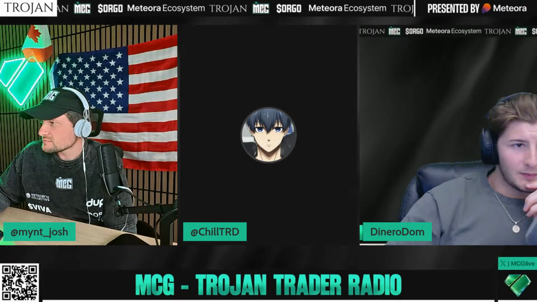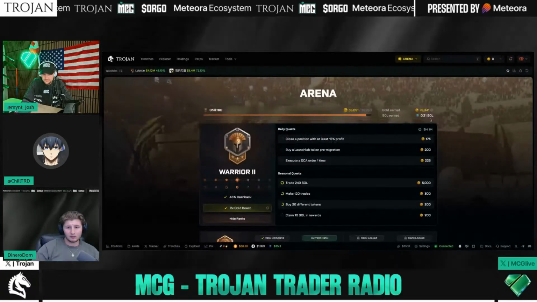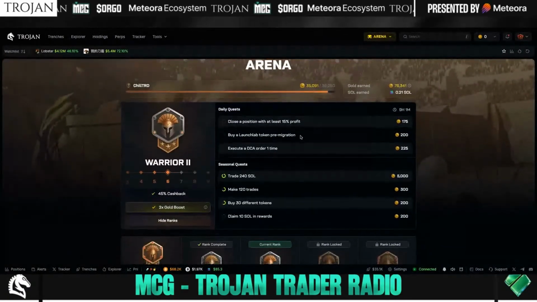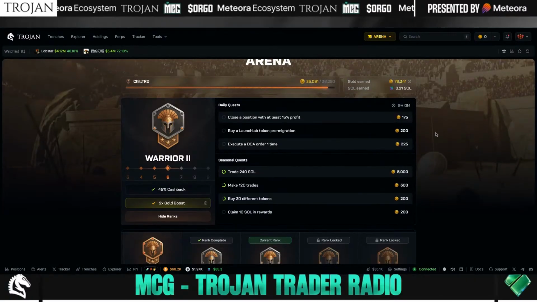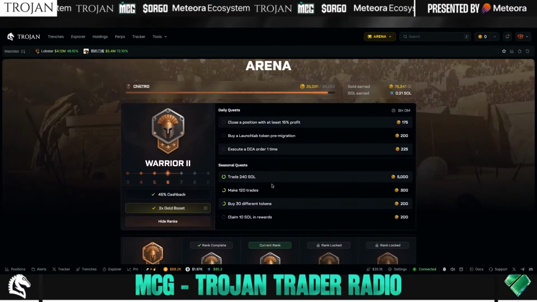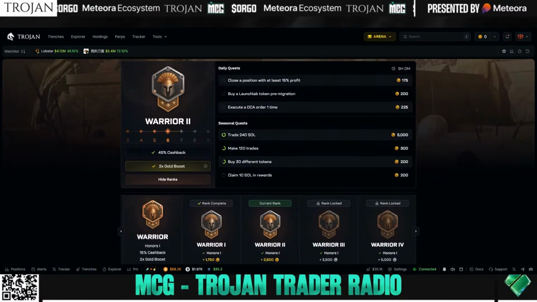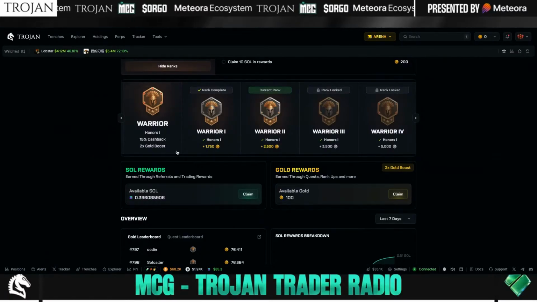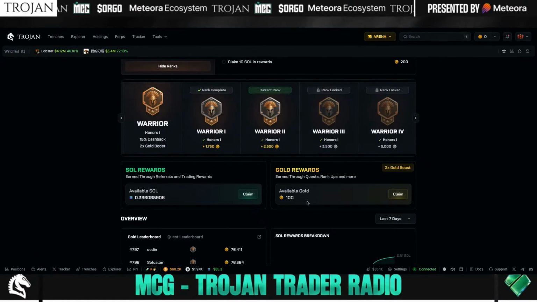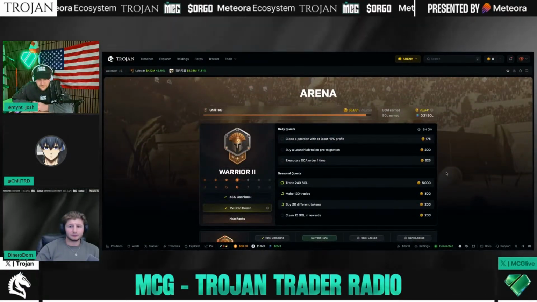So here is my screen. So here's my screen, and basically you can go to the arena, and it might be a little bit small, but as you can see, you can close positions with profit. You can buy launches pre-migration. You can make a certain amount of trades, trade different tokens, claim rewards, trade a certain amount of soul, and you get these rankings in terms of points, right? And these different ranks, you accumulate gold. So anything you do on the platform, it could be trading, it could be limit orders, it could be anything.